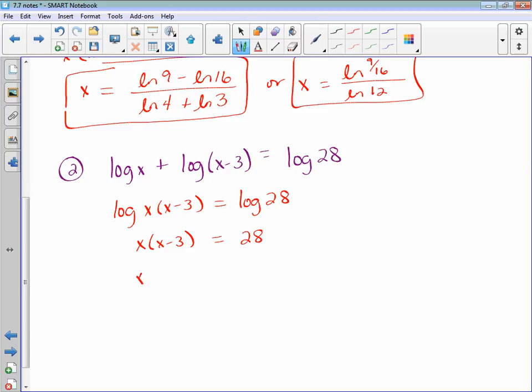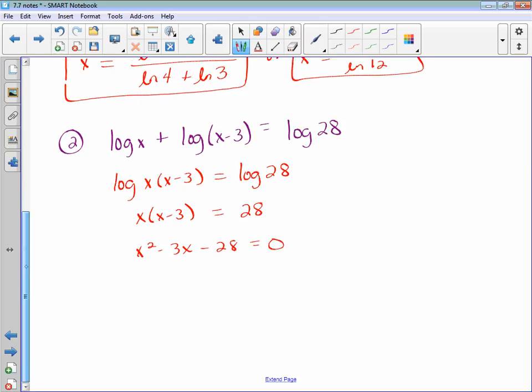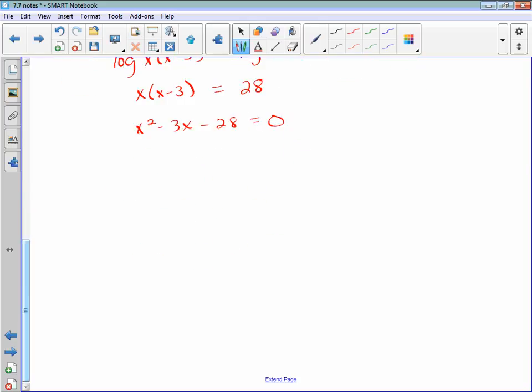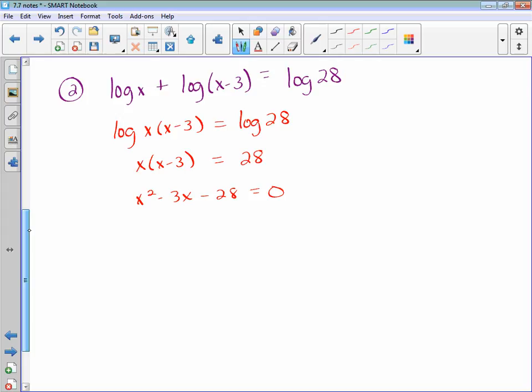So then I've got x squared minus 3x, and I'm going to go ahead and bring over my 28, equals 0. How do you want to solve that? What? Just leave it. It's good enough. We're good. Yeah, let's factor it. This one factors. So x minus 7 and x plus 4. Okay. So that means x equals 7 or negative 4.